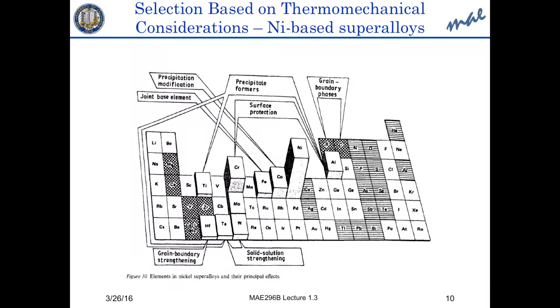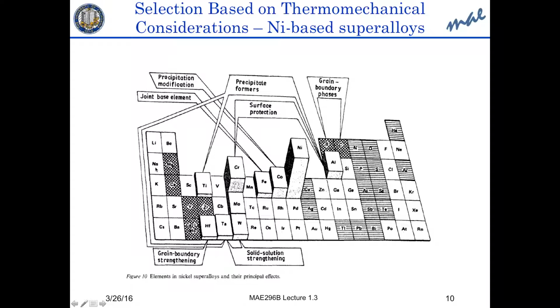Now, to make the nickel stronger, we have two things. We have to do precipitation hardening or solid solution strengthening. For solid solution strengthening, we use tungsten and tantalum in the matrix to make it stronger. And the precipitation, we can induce it by titanium and by aluminum and also by tantalum. So you have both types of approaches that can lead to strengthening.